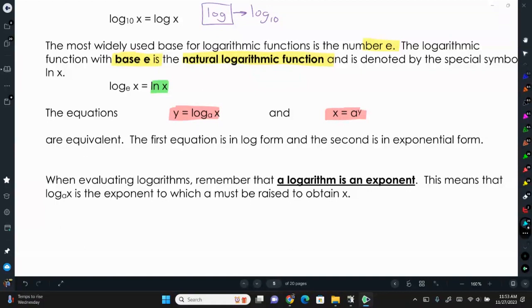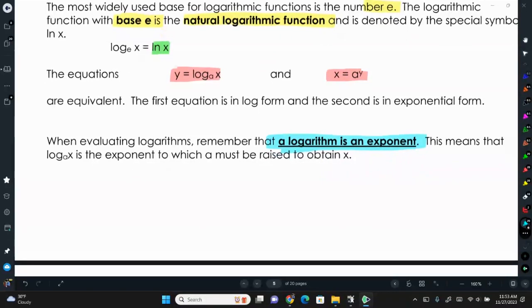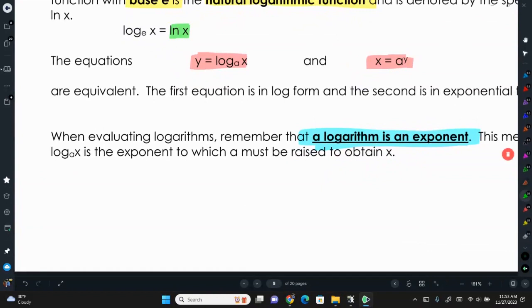And as we said already a couple of times, the logarithm is an exponent. It equals the exponent of an exponential equation. So this means that log base a of x is the exponent to which a must be raised to obtain x. So you can think about it as: our base is a, so a raised to what power will give us that value here, x. If you think about it that way, then we can use the perfect squares and perfect cubes that we know in order to find out what that exponent is.